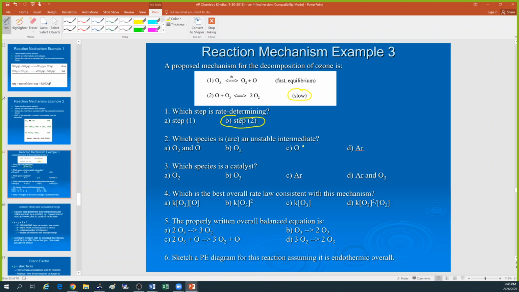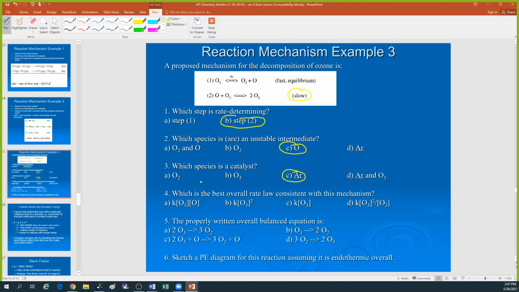Which species are unstable intermediates? Things that are produced and then used up. So the monatomic oxygen. Again, if you're not sure where I'm getting these answers, just say something. Which species is a catalyst? Well, just based on the way it's written, the argon seems to be acting in some form of catalytic way. So we'll just say the argon. It's not getting directly into the reaction, but there are such things as heterogeneous catalysts and other mechanisms of catalysis. If there's time, we can talk about them later or next time. But I don't want to do too much in one day because it's already been a long day, right?